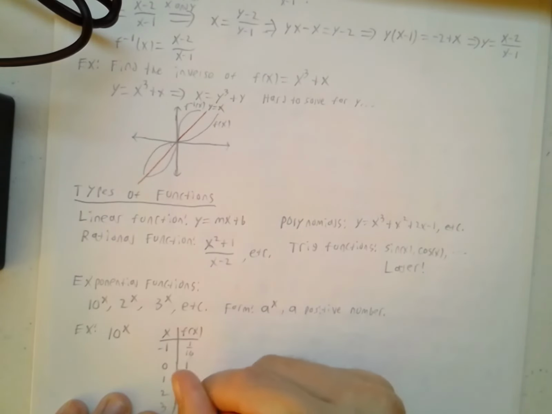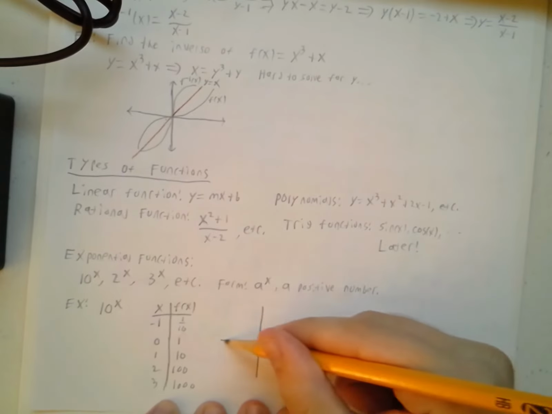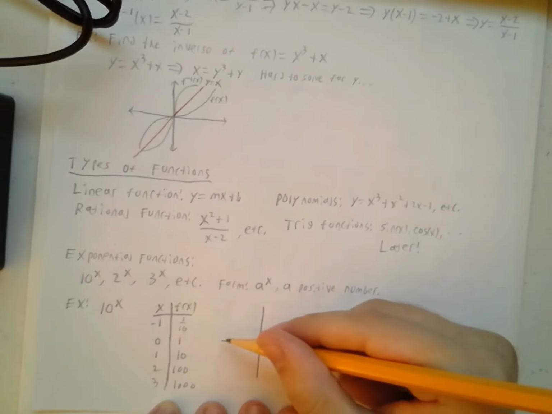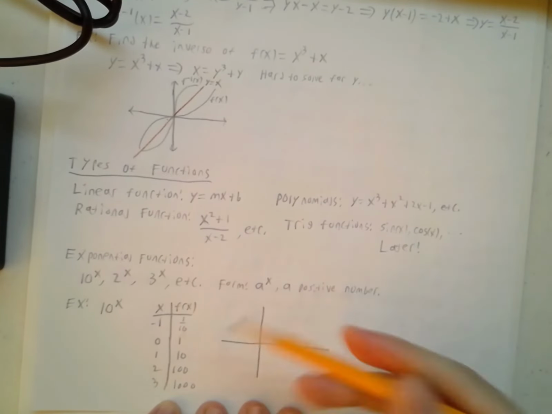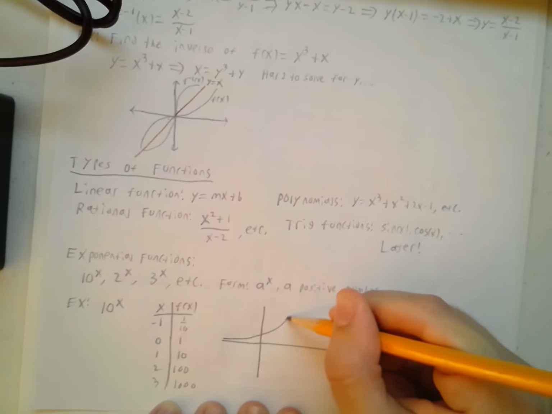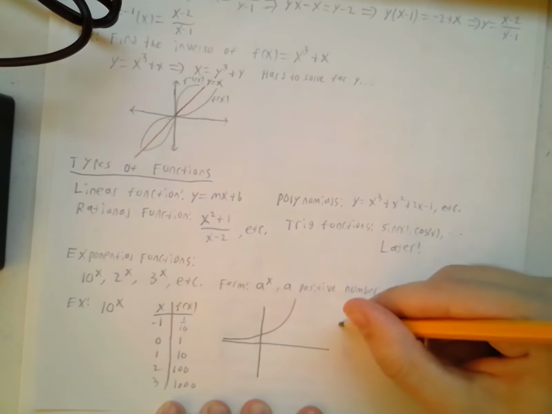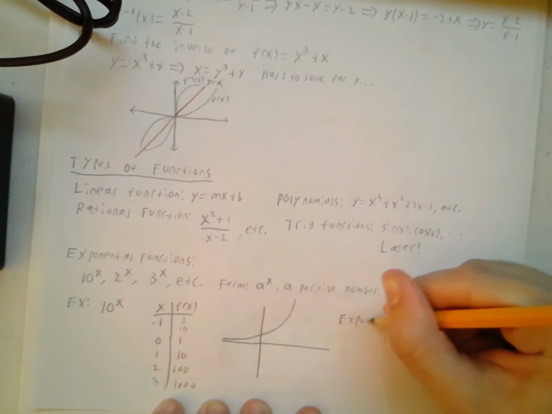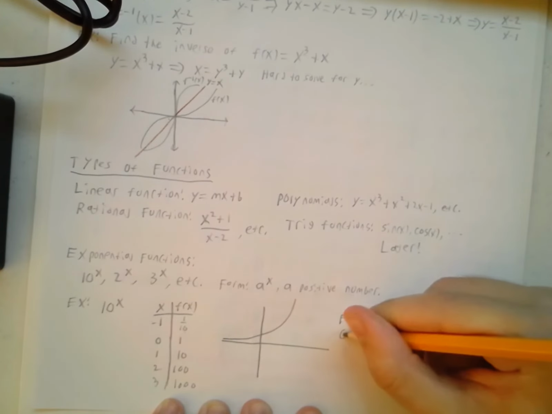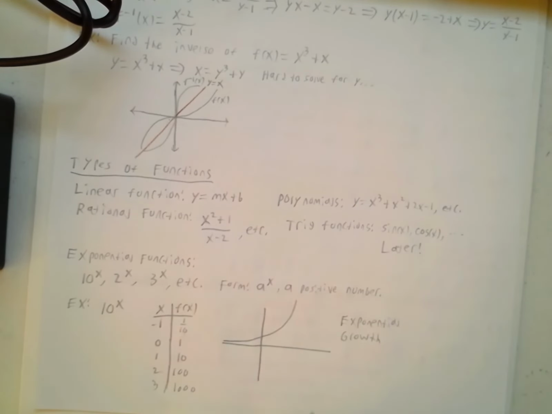So if we take a look at a graph, we can see the general shape of these functions. As they go towards the left, they get really close to 0, but as they go to the right, the function grows extremely fast. And this is known as exponential growth. So basically, exponential functions are some of the fastest growing functions that we'll see.